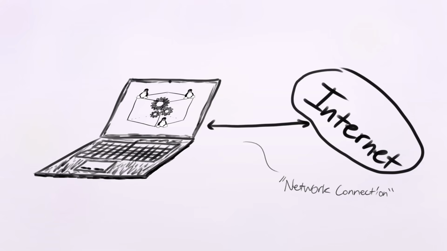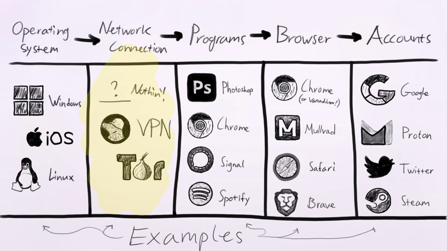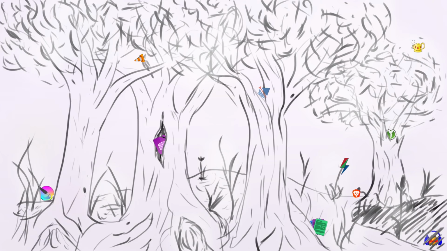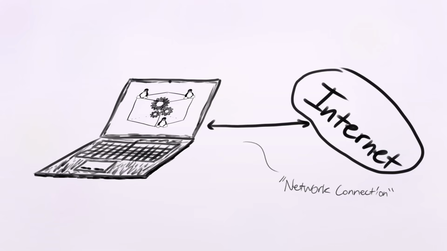Network connection. When I say network connection here, I'm talking about the way your computer itself accesses the internet. An example would be a VPN. That's a bit different from a browser or other programs we've talked about, because the network connection is part of that underlying environment that all of your programs live in. It's like an invisible pipe that connects your computer to the internet, and if any of your programs, like your browser, want to access something on the internet, then they'll have to go through that pipe.